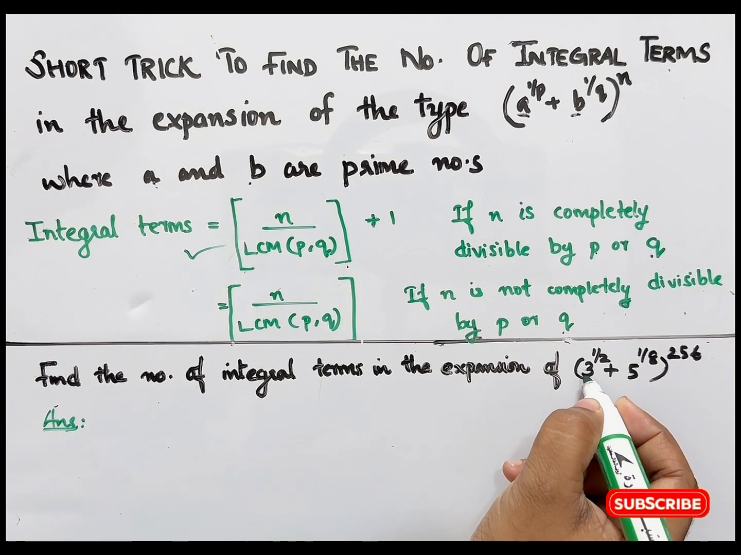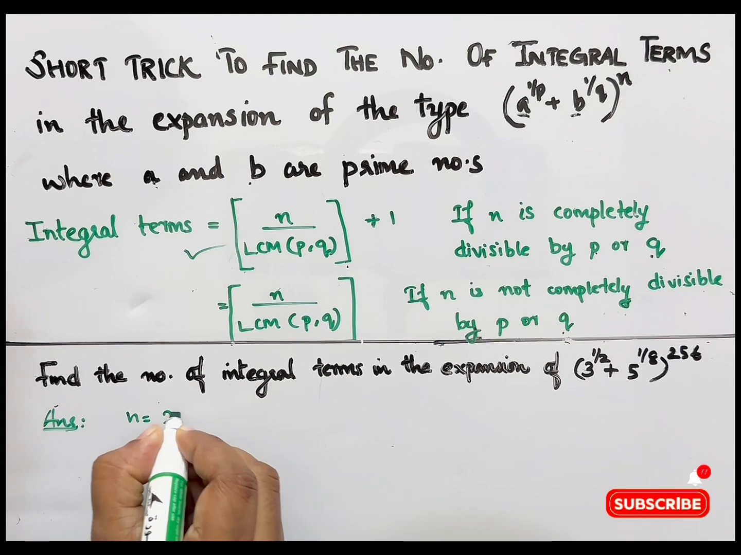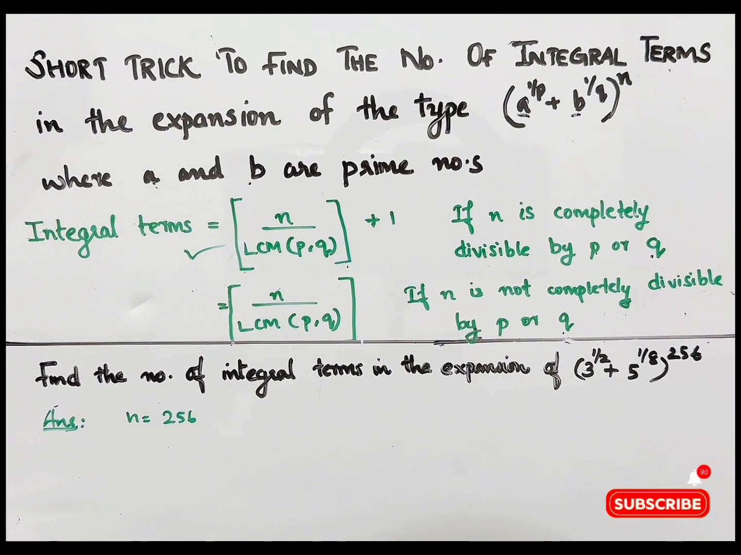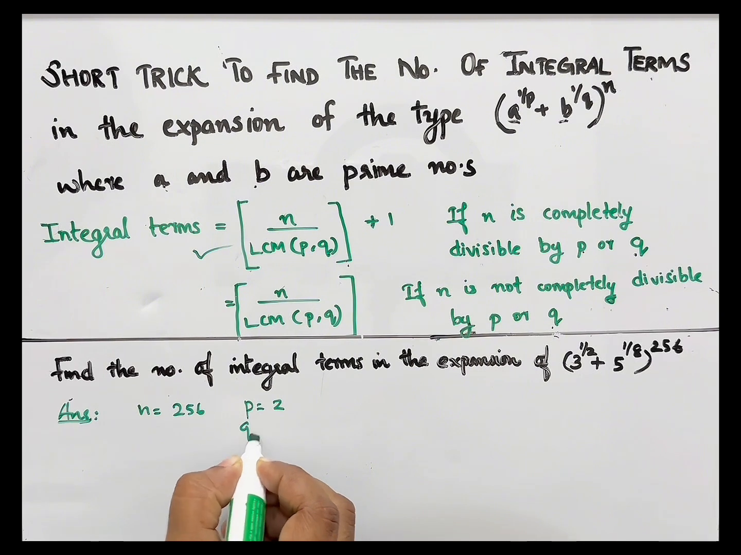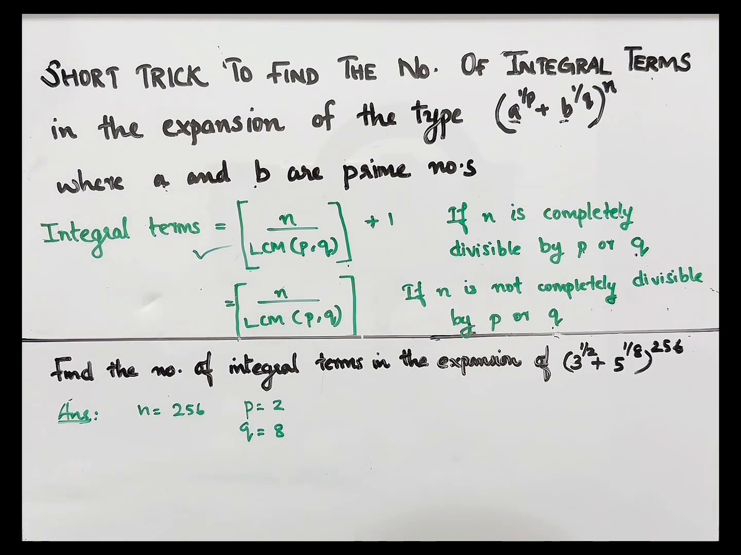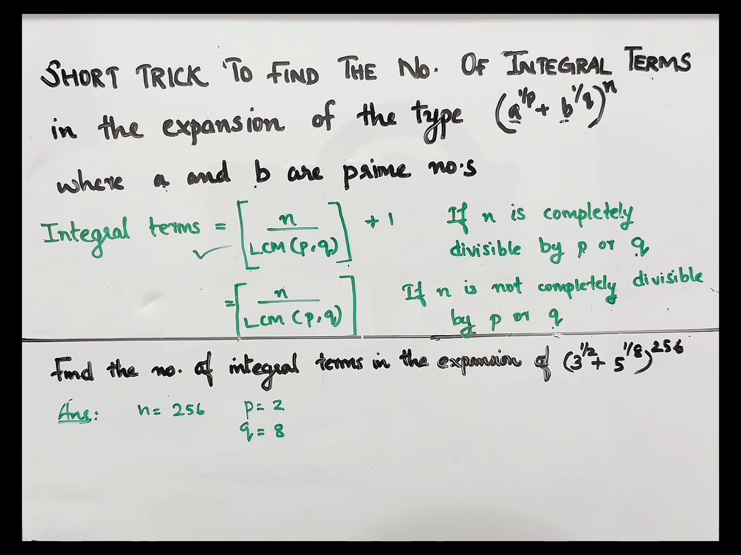Here we can see the numbers 3 and 5 are again prime numbers. So we can apply the formula here, and the power n is equal to 256. Compare and write the values of p and q. p is equal to 2 and q is equal to 8. In the question, the values of a and b are 3 and 5, both prime numbers here. So we can apply this formula.